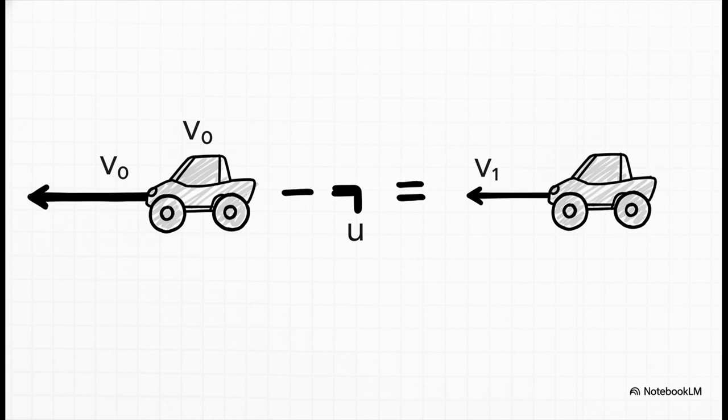And you know what? This makes total sense. The buggy started at v₀, and now we're subtracting a little bit. Of course it slowed down. The man had to push off of it to go forward, so it gets a little kick backward. That second term is basically the recoil.